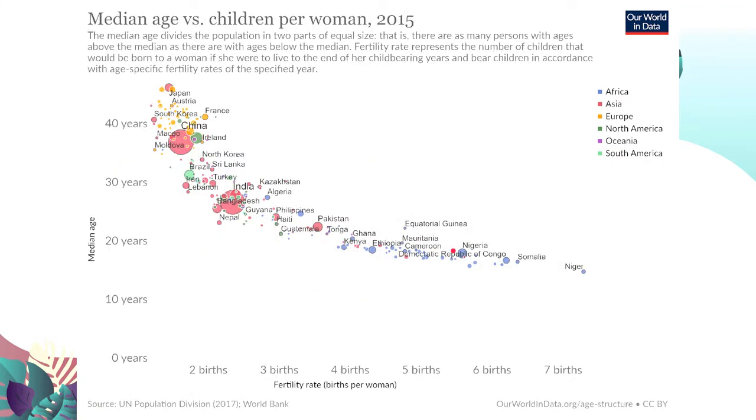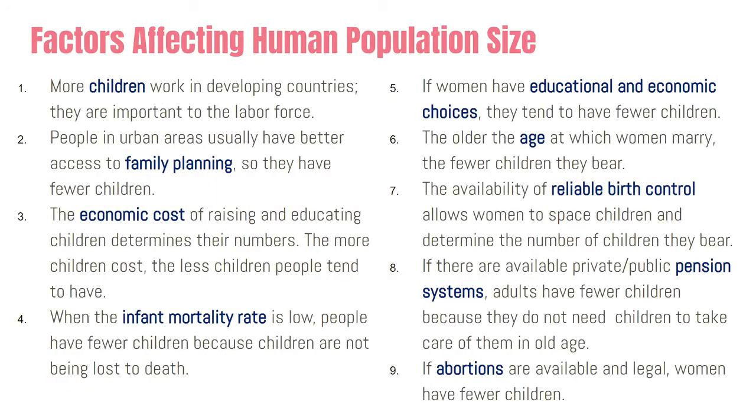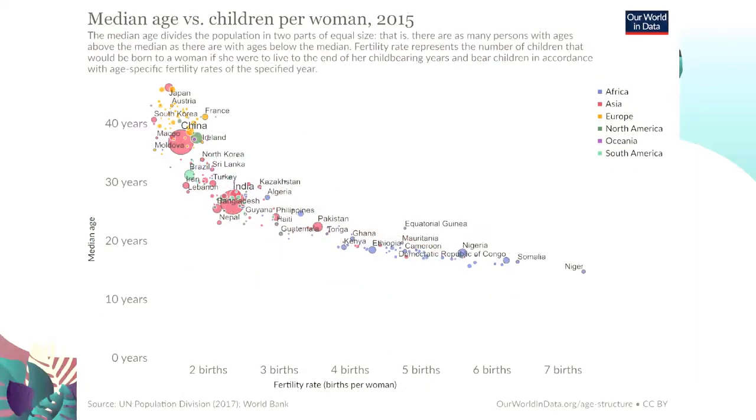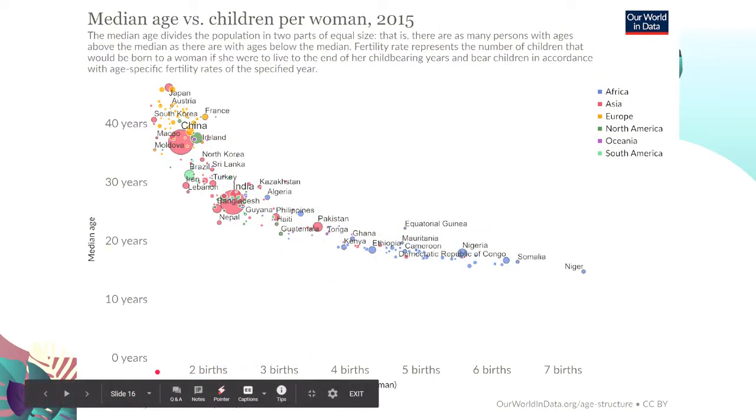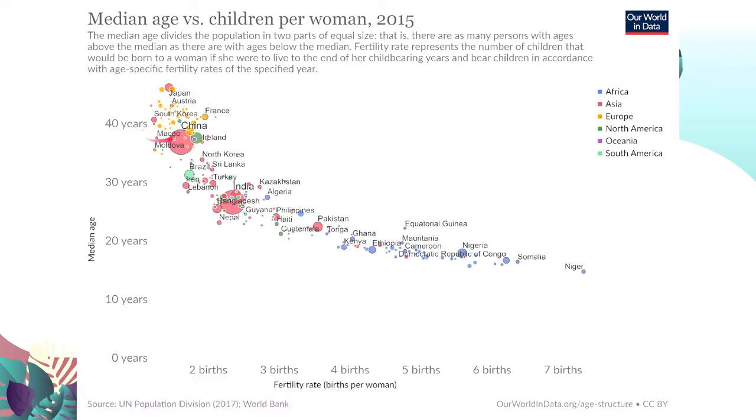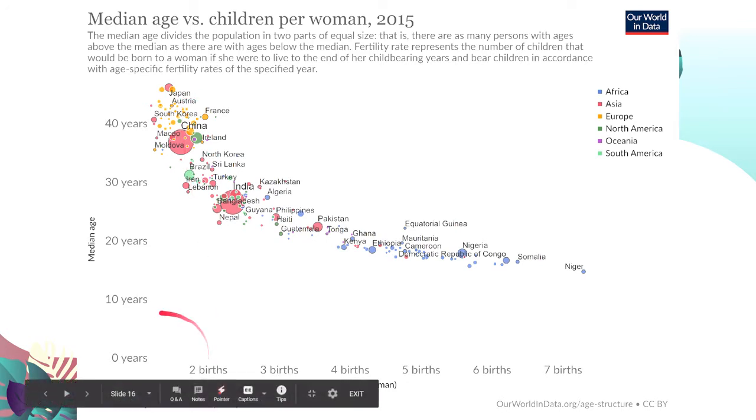Now, this one supports number 6. The older the age at which women marry, the fewer children they bear. So these are the evidences. It says here that these are the number of births, from 2 to 7. And this is the median age by which they have children. So the older they tend to marry, the fewer children they have.